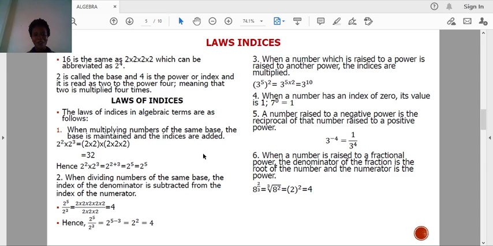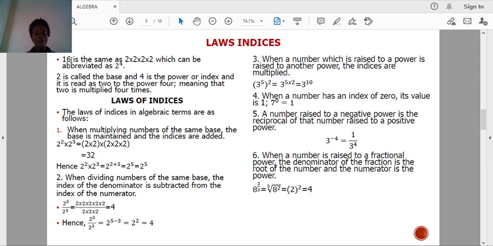Like I had promised in the previous live session, I would record the next two topics for us to be able to catch up with time. And today we are looking at the different laws of indices, but we shall start by defining what an index is. So an index is any number that is raised to a power.